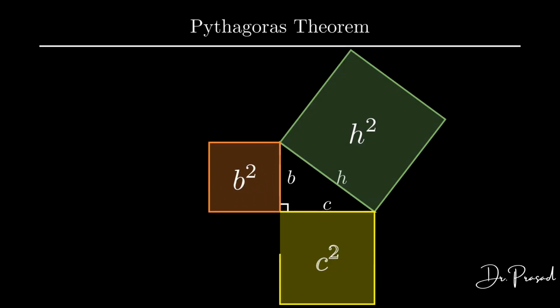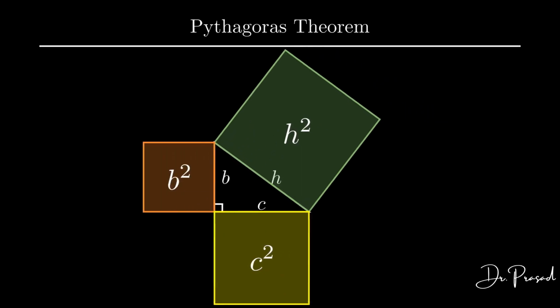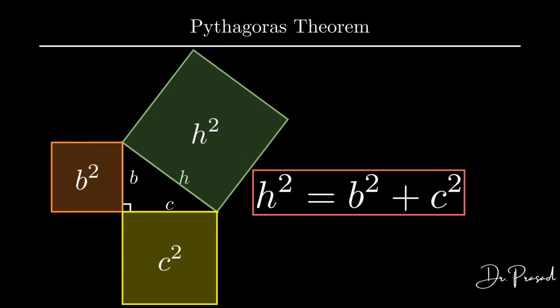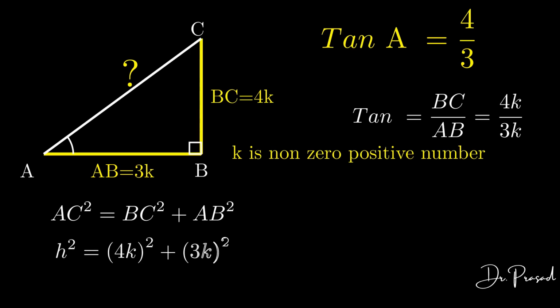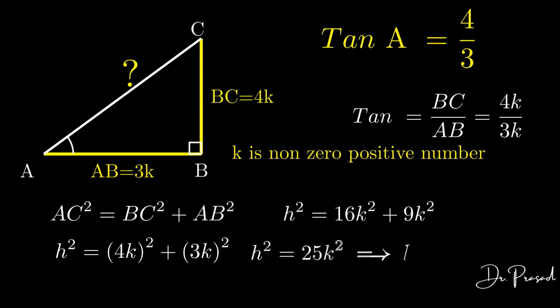In a right angle triangle, the square of the hypotenuse is equal to the sum of the squares of the other two sides. In our case, AC square is equal to BC square plus AB square, or H square is equal to 4k square plus 3k square. This implies H square is equal to 16k square plus 9k square, so H square is equal to 25k square. Taking square root both sides, H is equal to 5k.